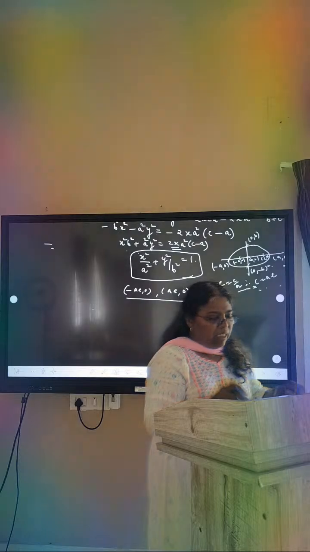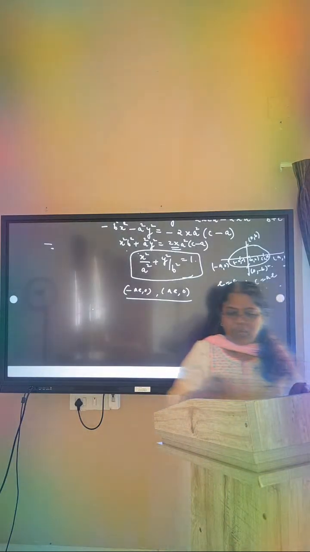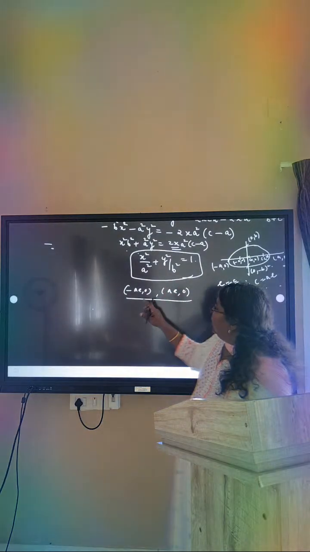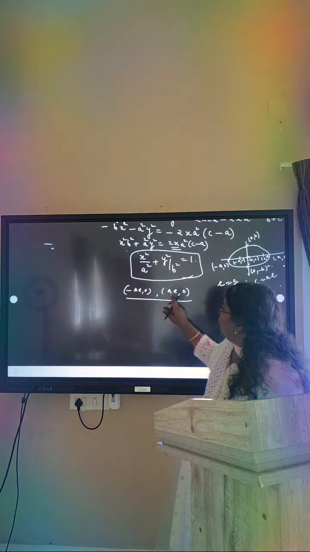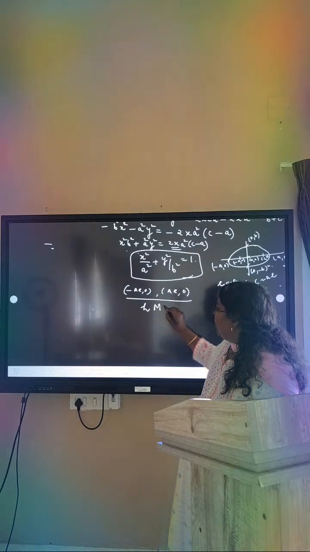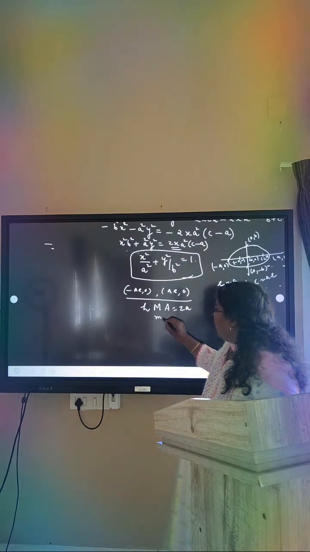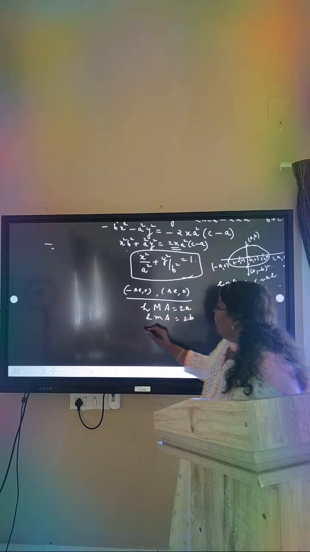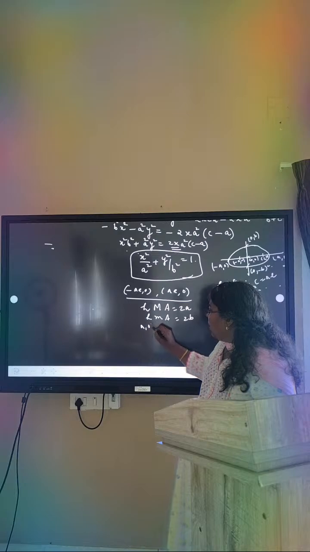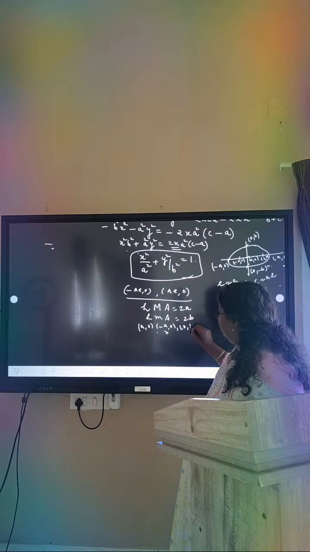Right, so this is the equation of the ellipse. The equation of the ellipse is x squared by a squared plus y squared by b squared is equal to 1. The foci are minus ae comma 0 and ae comma 0. The length of the major axis is 2a, and the length of the minor axis is 2b. And the vertices are a comma 0, minus a comma 0, 0 comma b, and 0 comma minus b. So these are the vertices.